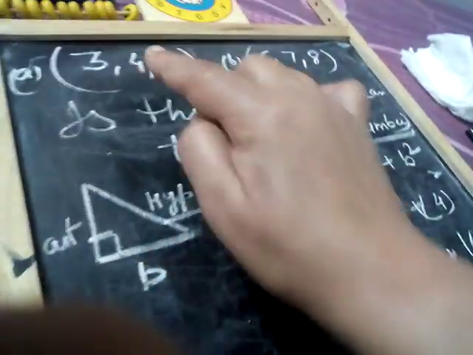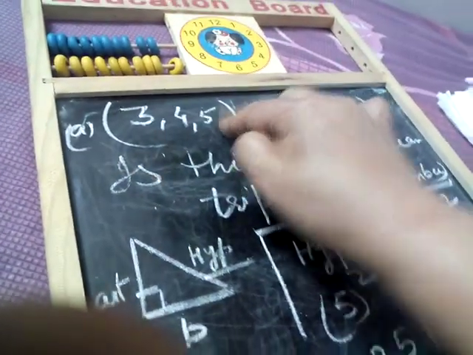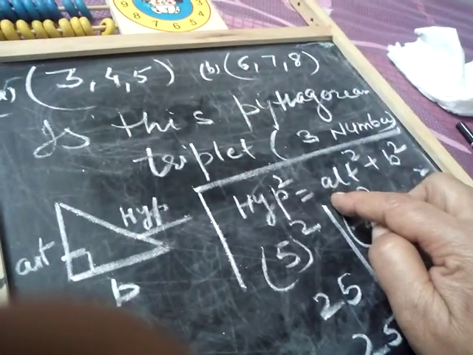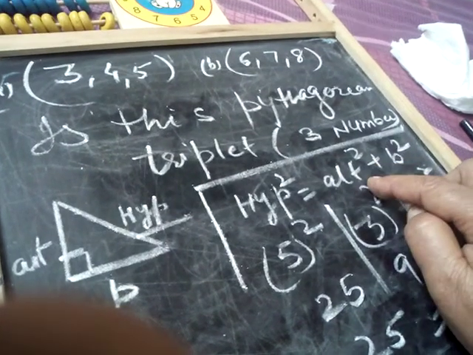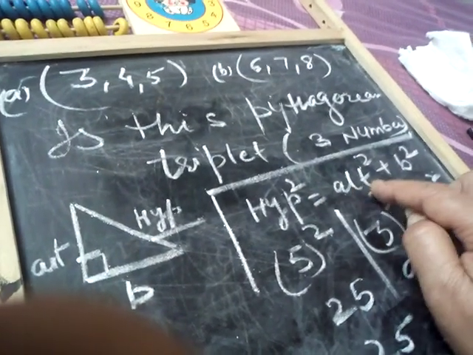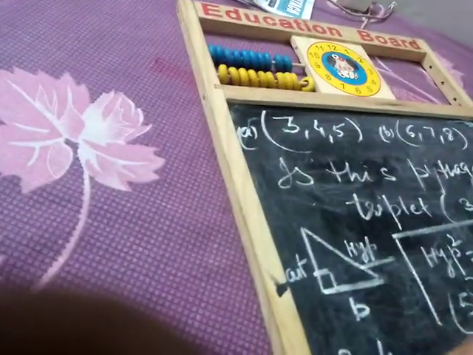So these three numbers satisfy this formula: hypotenuse square is equal to altitude square plus base square. This is the Pythagorean formula. So it means 3, 4, 5 are a Pythagorean triplet.